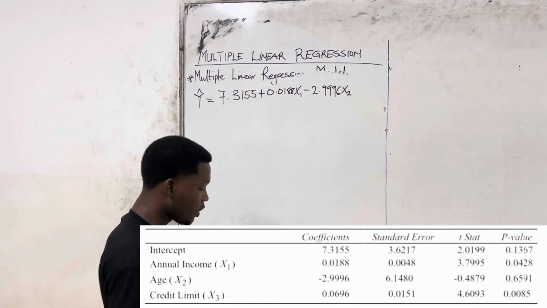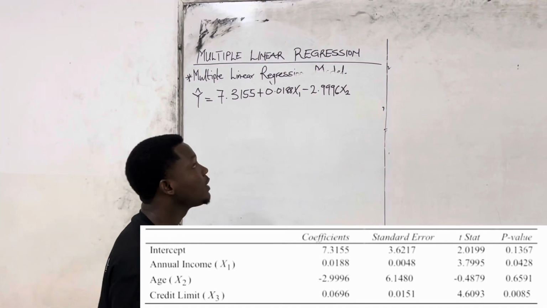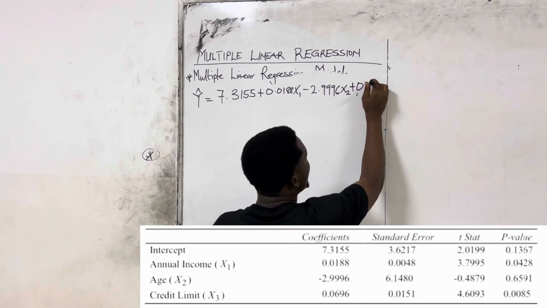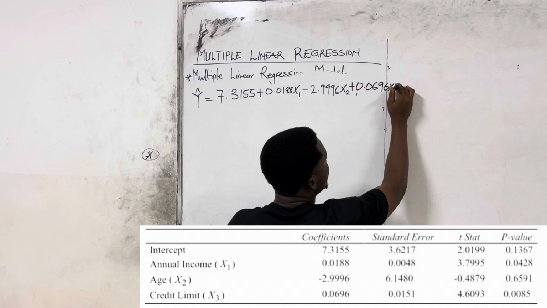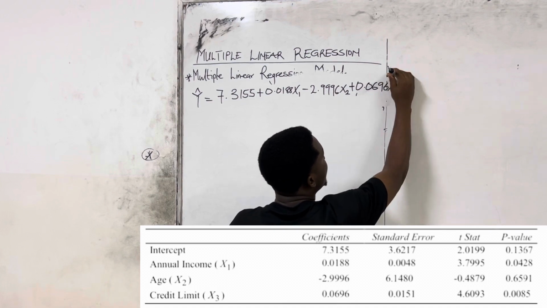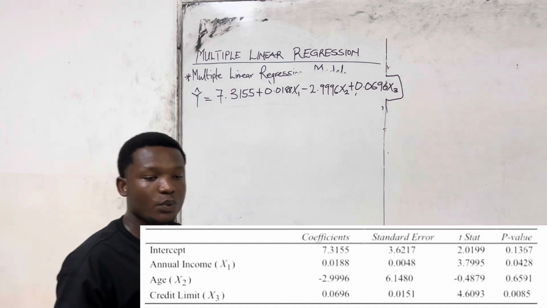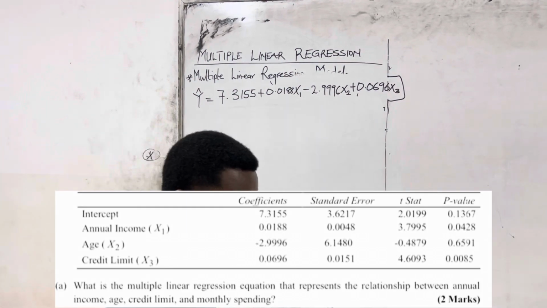And then we have the next one, a positive figure given to us for X3, which is plus 0.0696 X3. So when you state this, it means you are done with the first question, which is the multiple linear regression model. So we have stated the model.